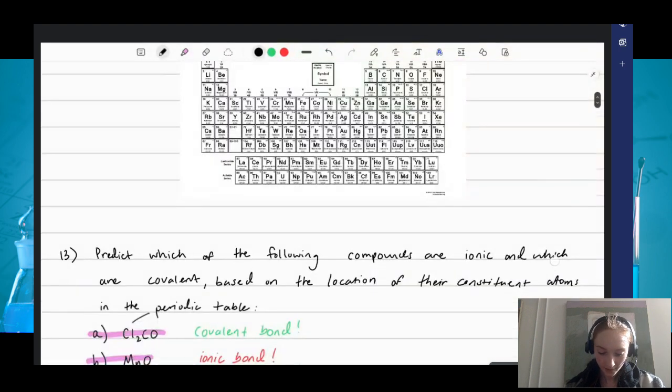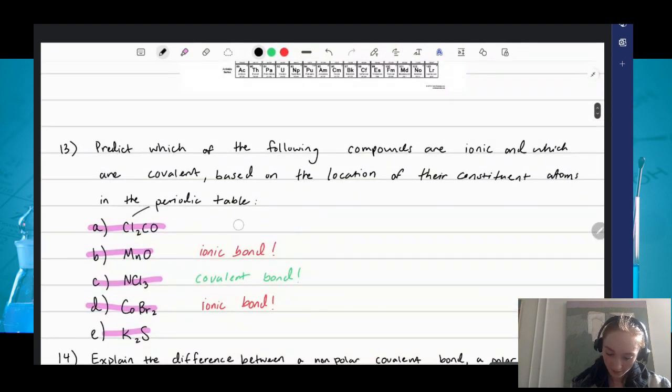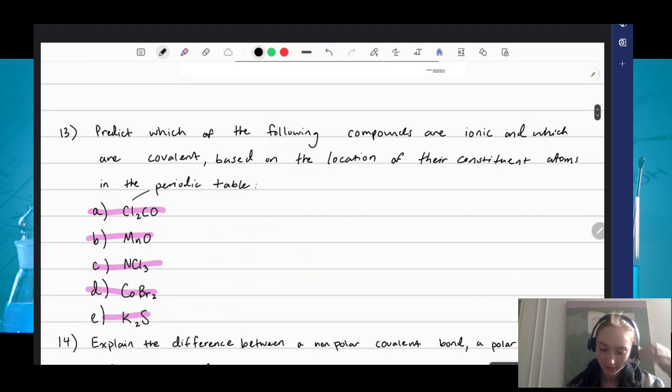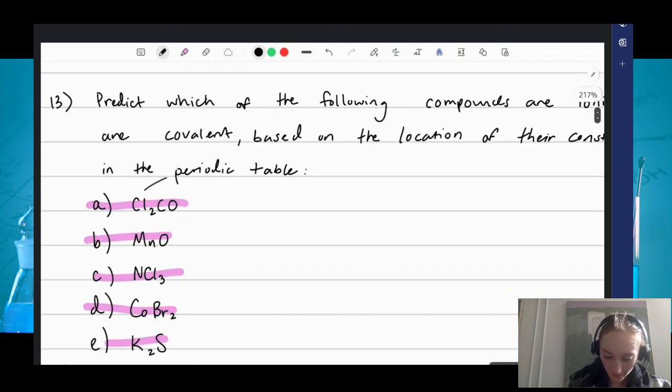Awesome. Okay. Let's read this out. So this is: predict which of the following compounds are ionic and which are covalent based on the location of their constituent atoms in the periodic table. Okay, so the first one is chlorine, carbon, and oxygen. So chlorine is a nonmetal, and carbon is a nonmetal, and also oxygen. So all of these are going to be nonmetals, and because they are all nonmetals, this is going to be a covalent bond.